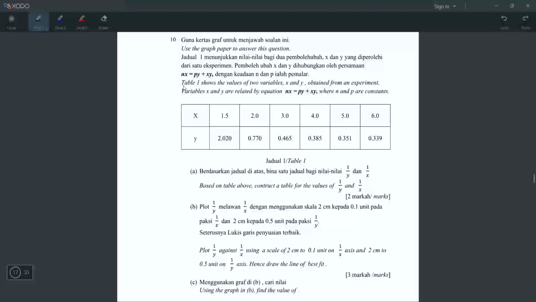Okay, number 10. This is linear law, right? And in linear law, what is the first step? Always change the equation to linear form. Even though the question never asked, you still have to change to linear form, okay? Let's see whether this question gives us an equation or not.